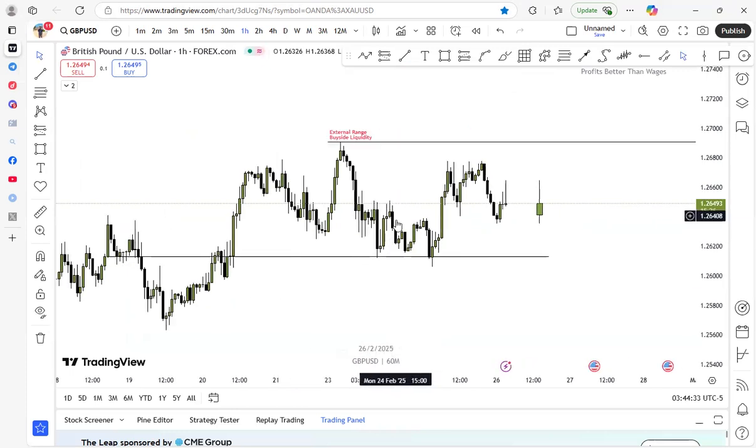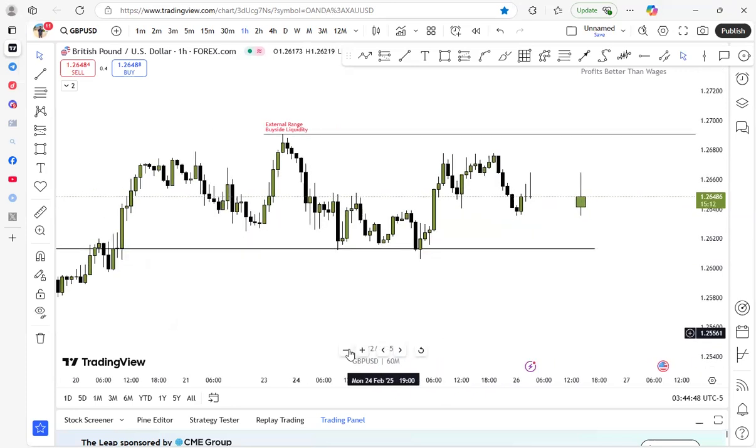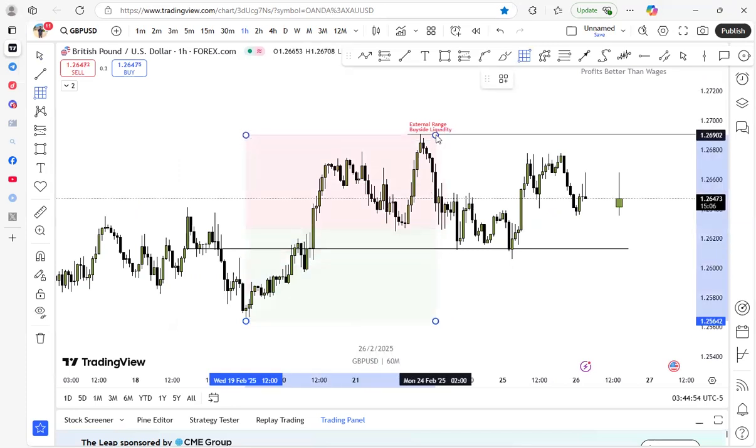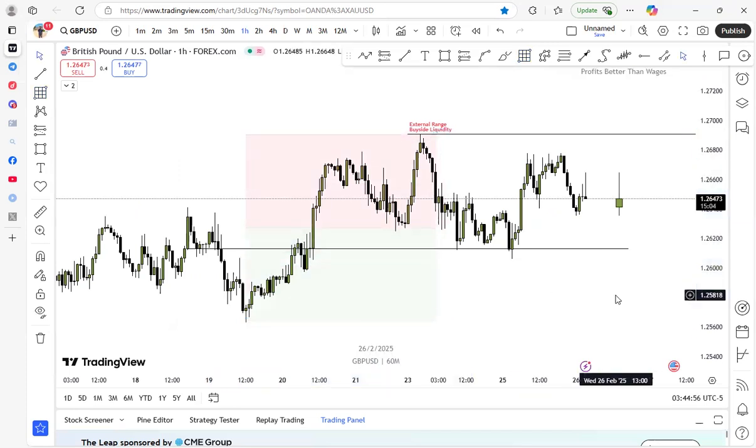Remember that this move here was the one which was taking what? Which was taking our internal range liquidity. This move here was the one that was taking our internal range liquidity. And after taking this internal range liquidity, this side here, we have our daily dealing range, right? This is our daily dealing range.